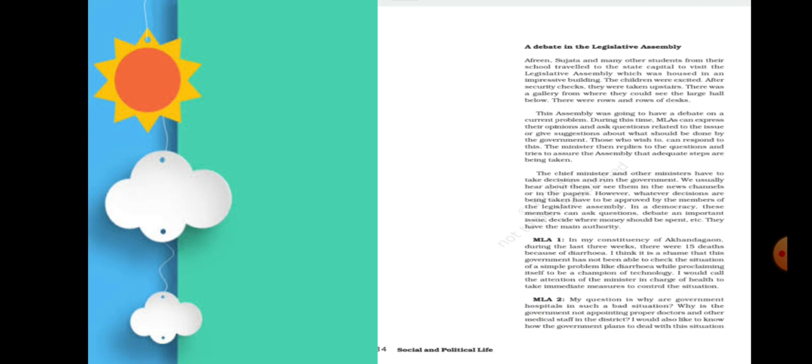The chief minister and other ministers have to take decisions and run the government. We usually hear about them or see them in the news channels or in the papers. However, whatever decisions are taken by the chief minister or his ministers have to be approved by the members of the legislative assembly. In a democracy, these members can ask questions, debate an important issue, and decide where money should be spent. They have the main authority.